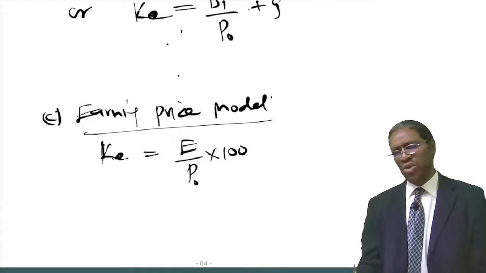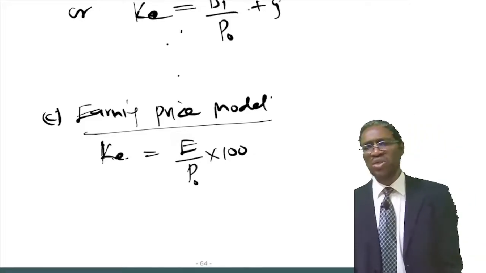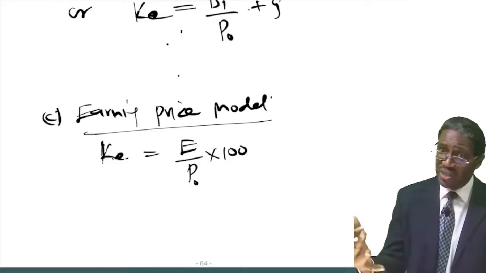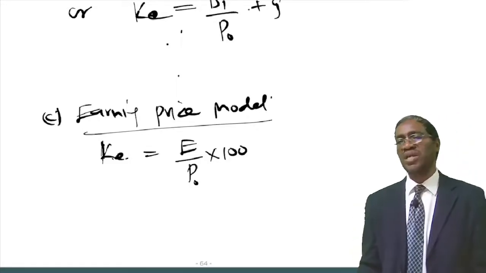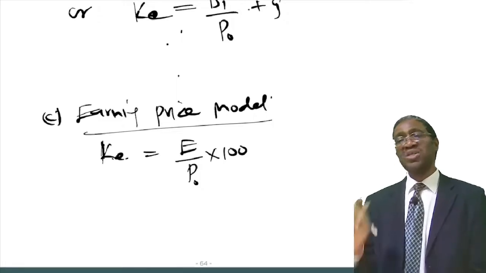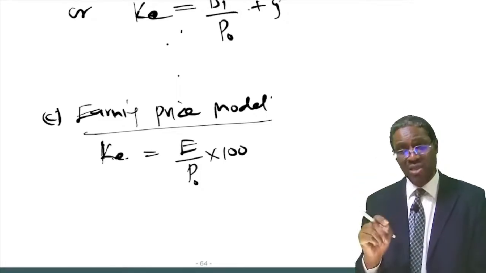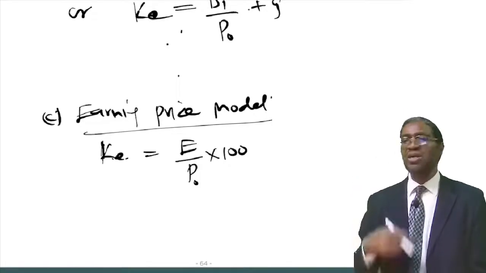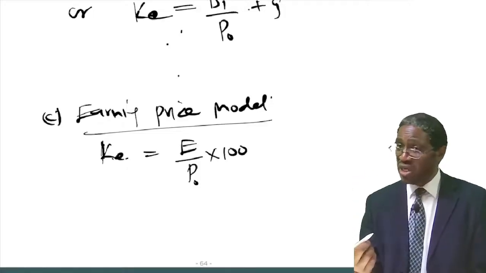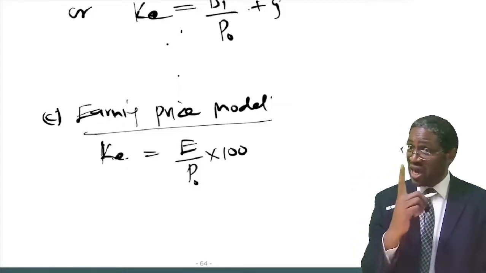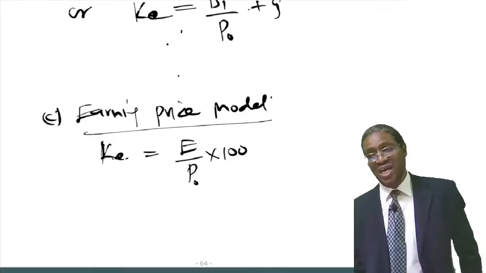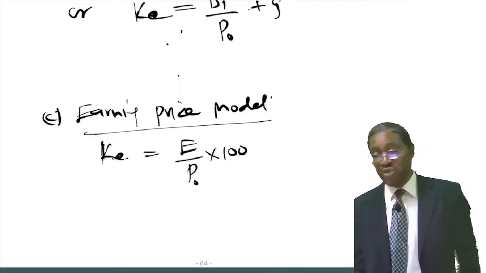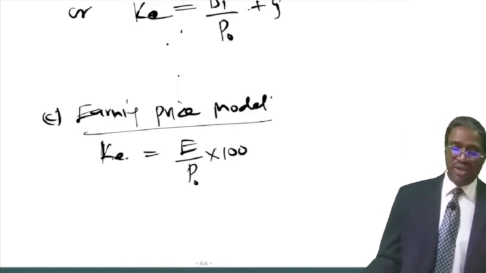Of course, most questions will give you scenarios where we are expecting dividends. But in case they ask you to calculate the cost of capital using the earnings price model, you take the earnings per share, which I'm representing as E, and divide that by the current market price, P0. Then you multiply that by 100.